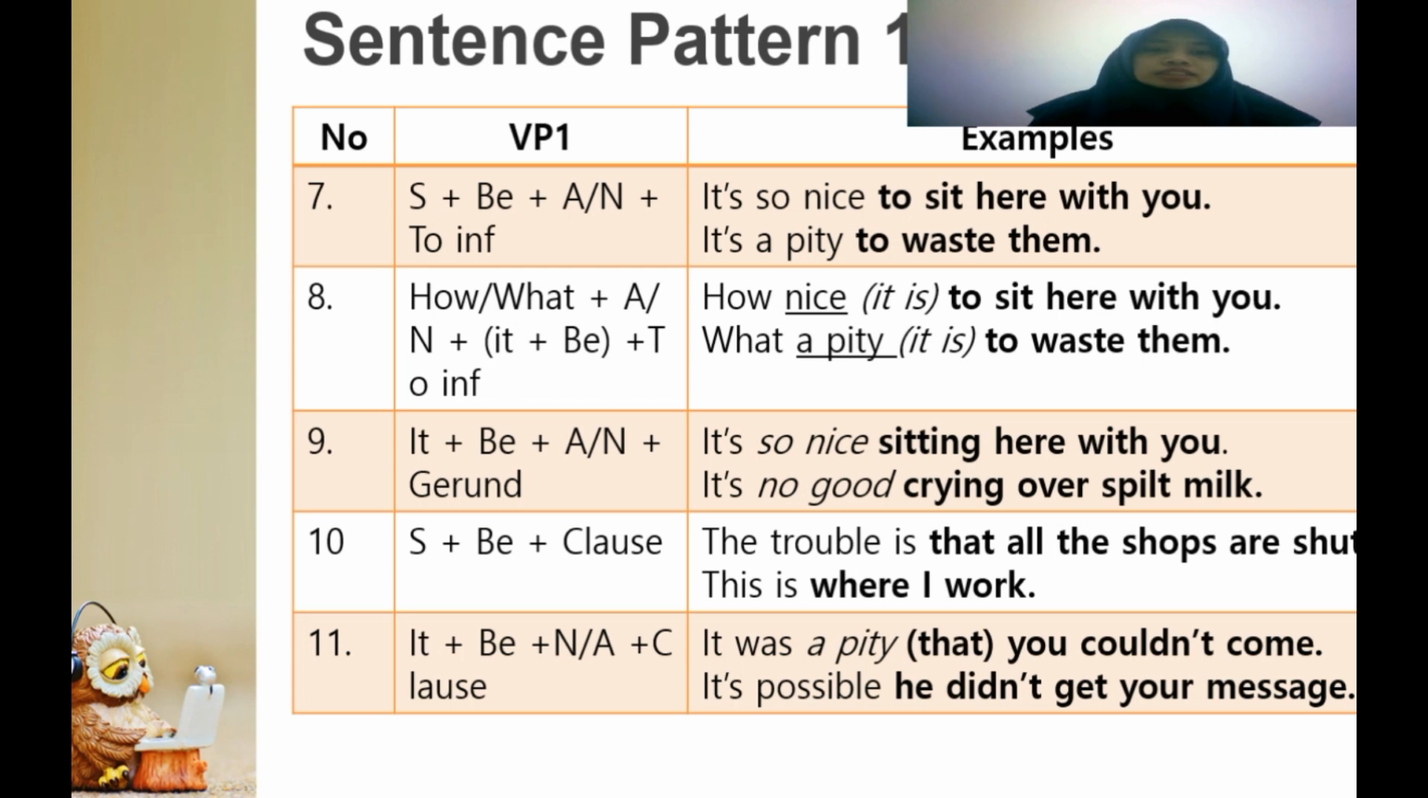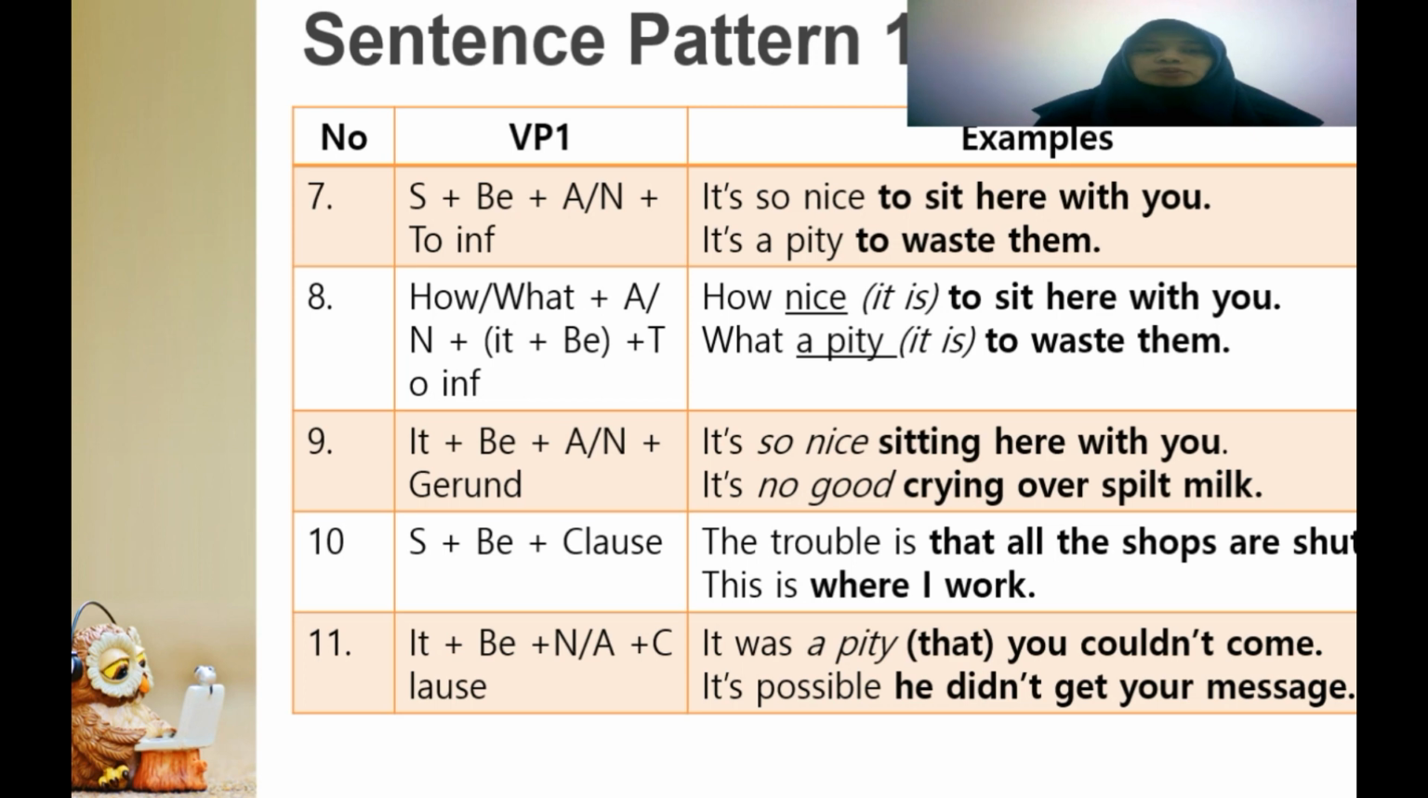The 10th one, we have the subject plus be plus clause pattern. The trouble is that all the shops are shut, and this is where I work. So the trouble is the subject, and then is the be verb, and we have the clause behind that in the form of noun clause, that all the shops are shut. The same with the second example, this is where I work. So this is the subject, is the be verb, and then we have the noun clause there, where I work, showing the location.